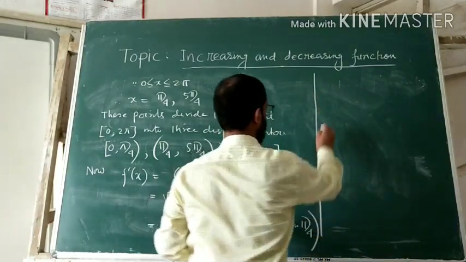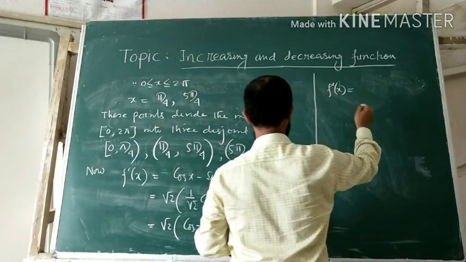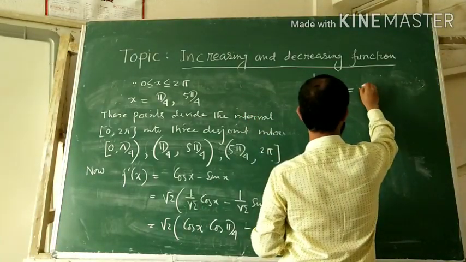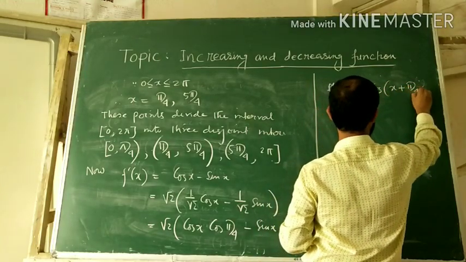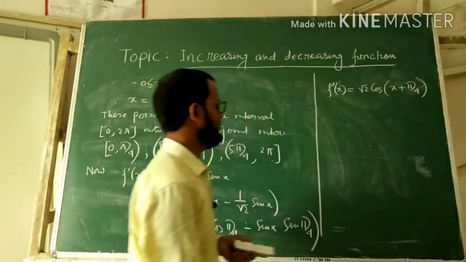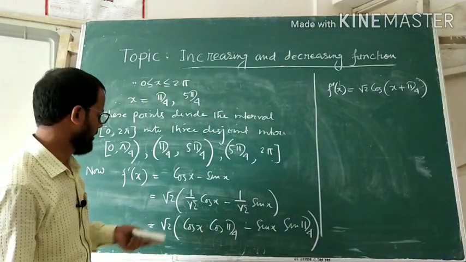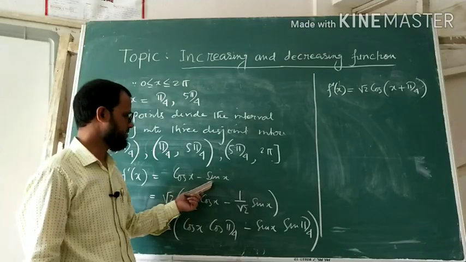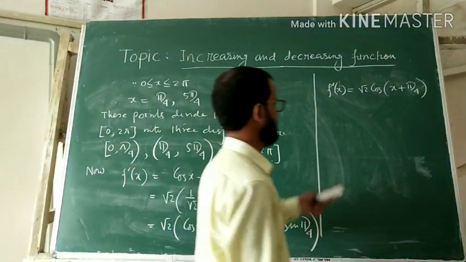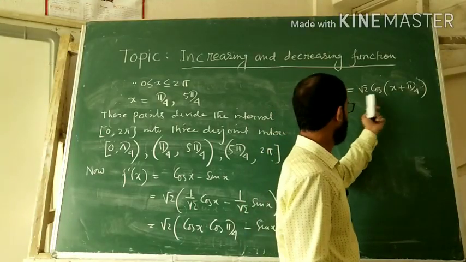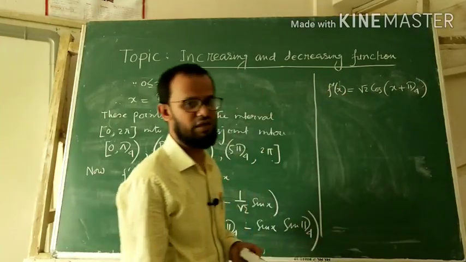So finally our f dash x is equal to root 2 into cos of x plus pi by 4. So ultimately we converted cos x minus sin x in terms of one trigonometric function, that is the cos function. Now we are going to check in which interval this f dash x is positive.